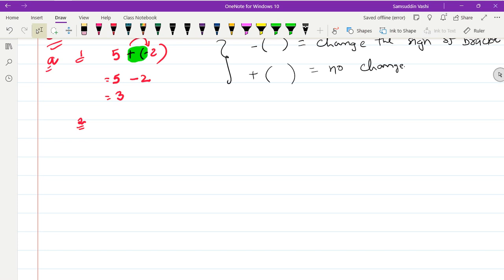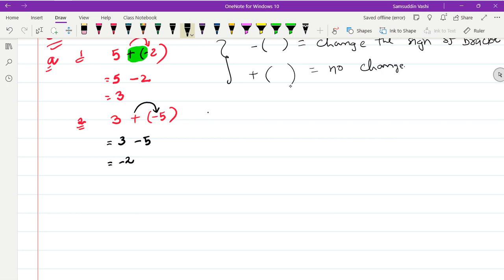Number 2, 3 plus bracket negative 5. So what do we read like this one? Positive times negative is negative 5. So I have 3, I borrowed 5. What is my financial situation? Negative 2. I owe 2 then.